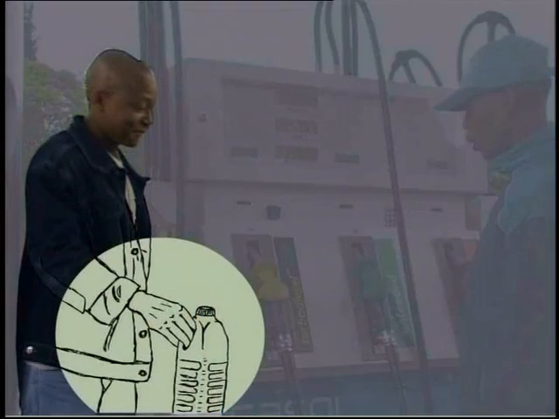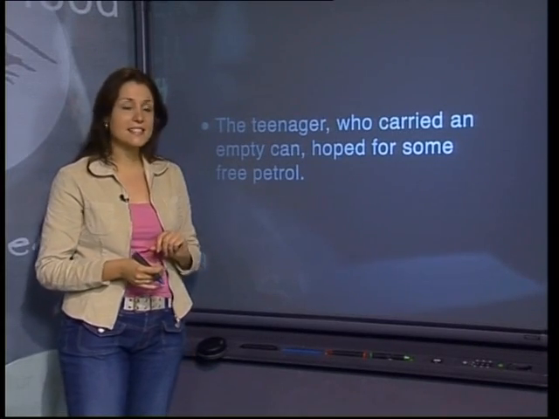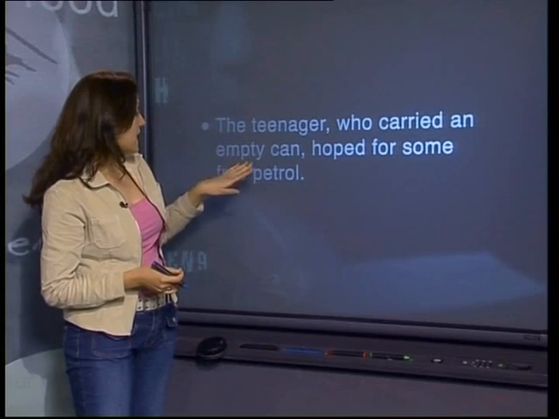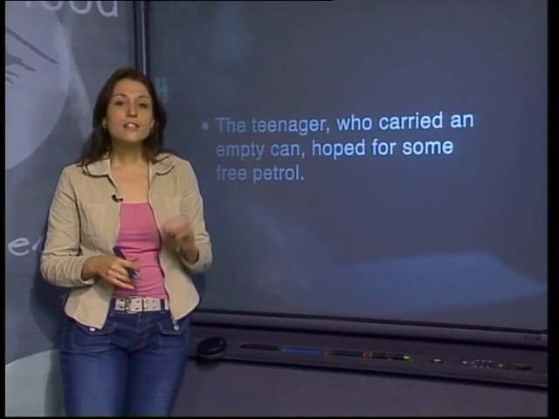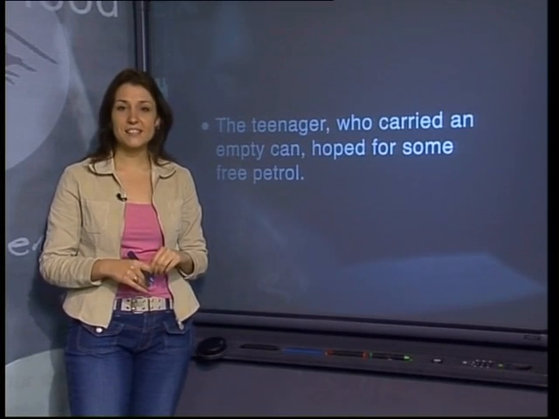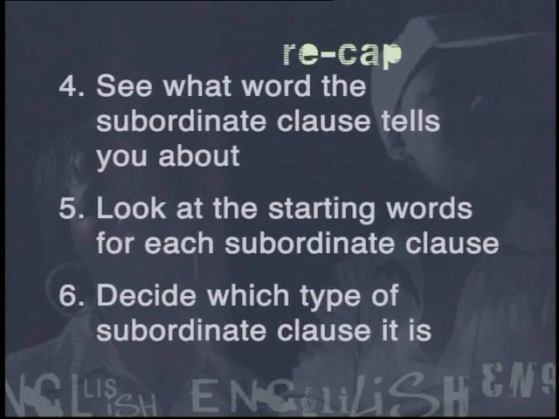The teenager who carried an empty can hoped for some free petrol. So let's see how easily we can identify the parts of this sentence. The teenager who carried an empty can hoped for some free petrol. Do you remember the logical steps that we need to apply to do this? Find the finite verbs, then identify the main clause, and see how many subordinate clauses there are. Then see what word the subordinate clause tells you more about, and look at the starting words for each subordinate clause. Then decide which type of subordinate clause it is.